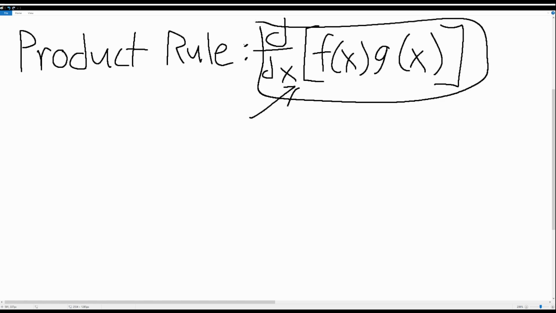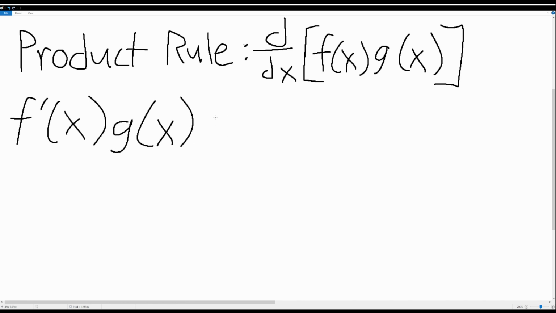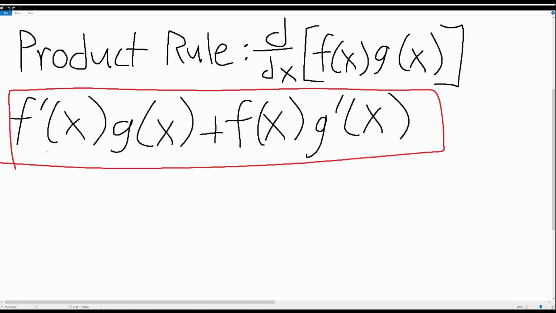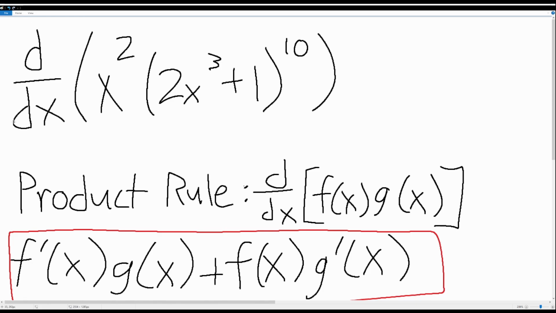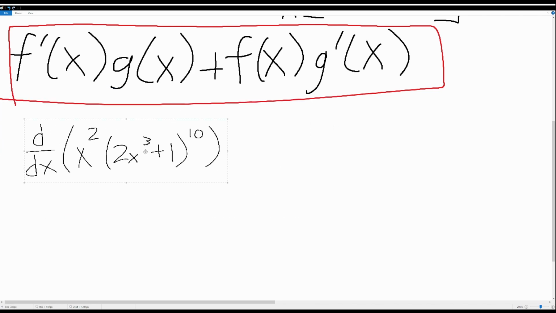This is equal to f prime of x, which would be the derivative of f of x, times g of x, not g prime of x, just g of x. And then plus f of x, normal f of x, times g prime of x. So this is our product rule, and it's needed to solve this. So we're gonna hit Control C, Control V, copy this down here, and boop.